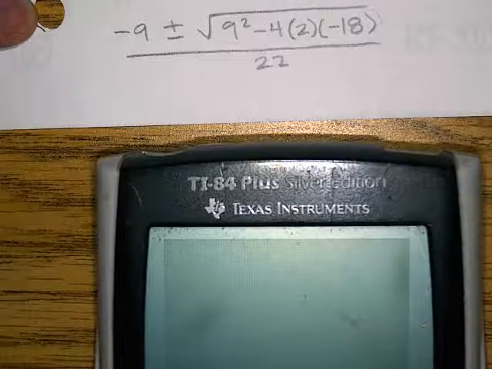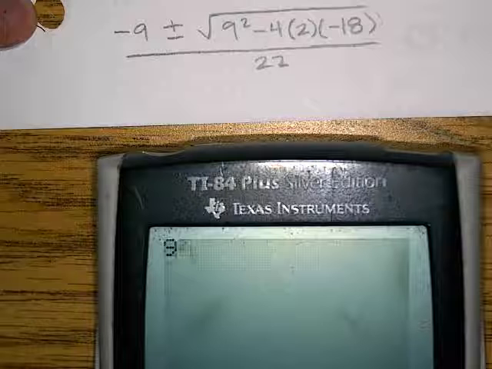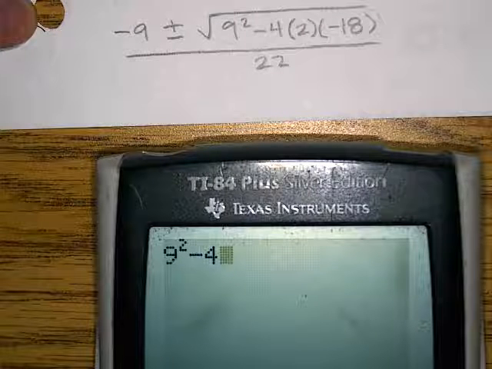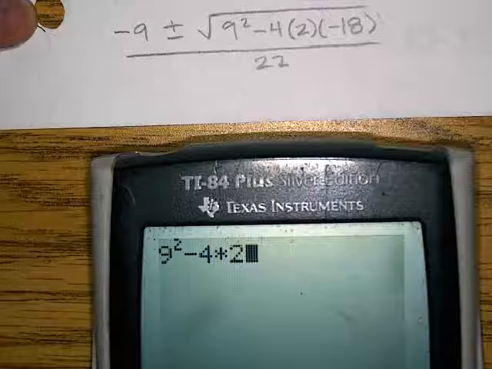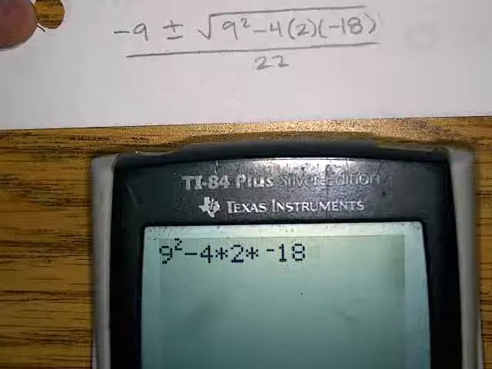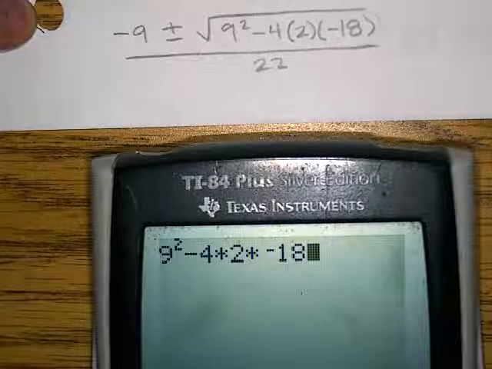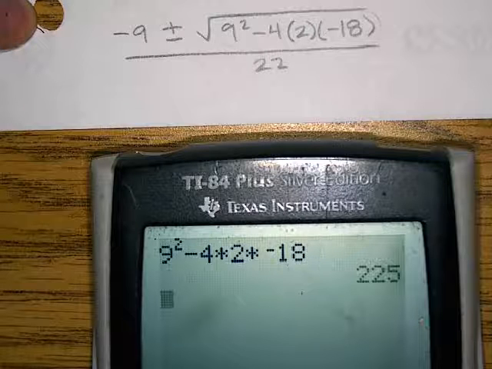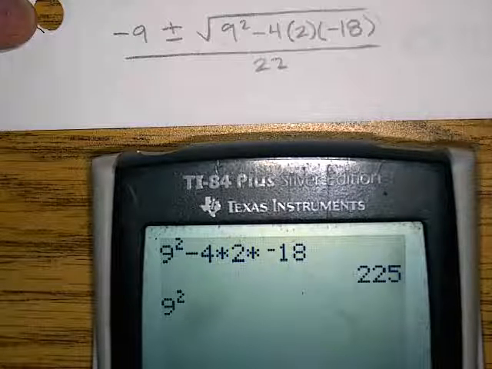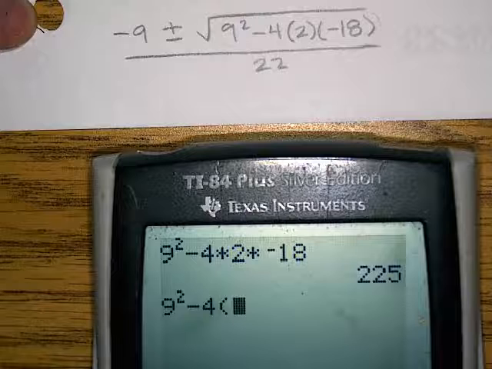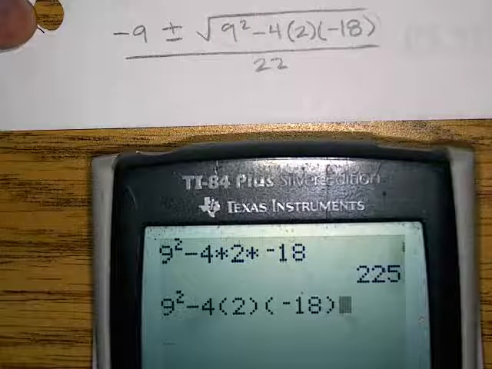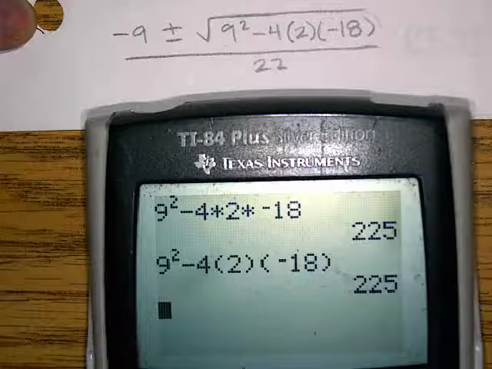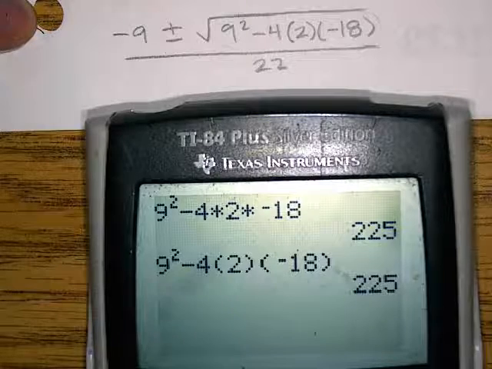So I've got 9 squared minus 4 times 2 times negative 18, and when I type in the negative 18, I'm using the minus that's underneath the 3. Okay, so I can type it in like that, or I can type in 9 minus 4 times 2 times negative 18. Both of those ways work. So there's my discriminant. Are we comfortable with that step? We can do that part?